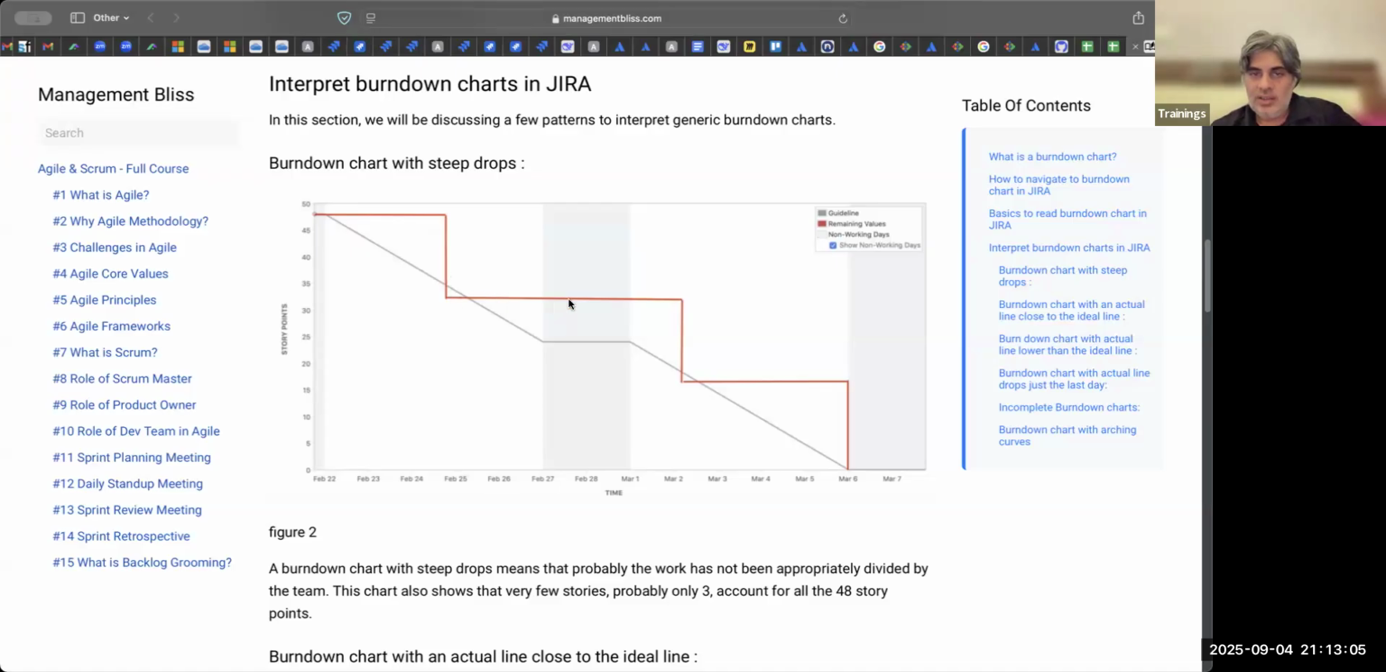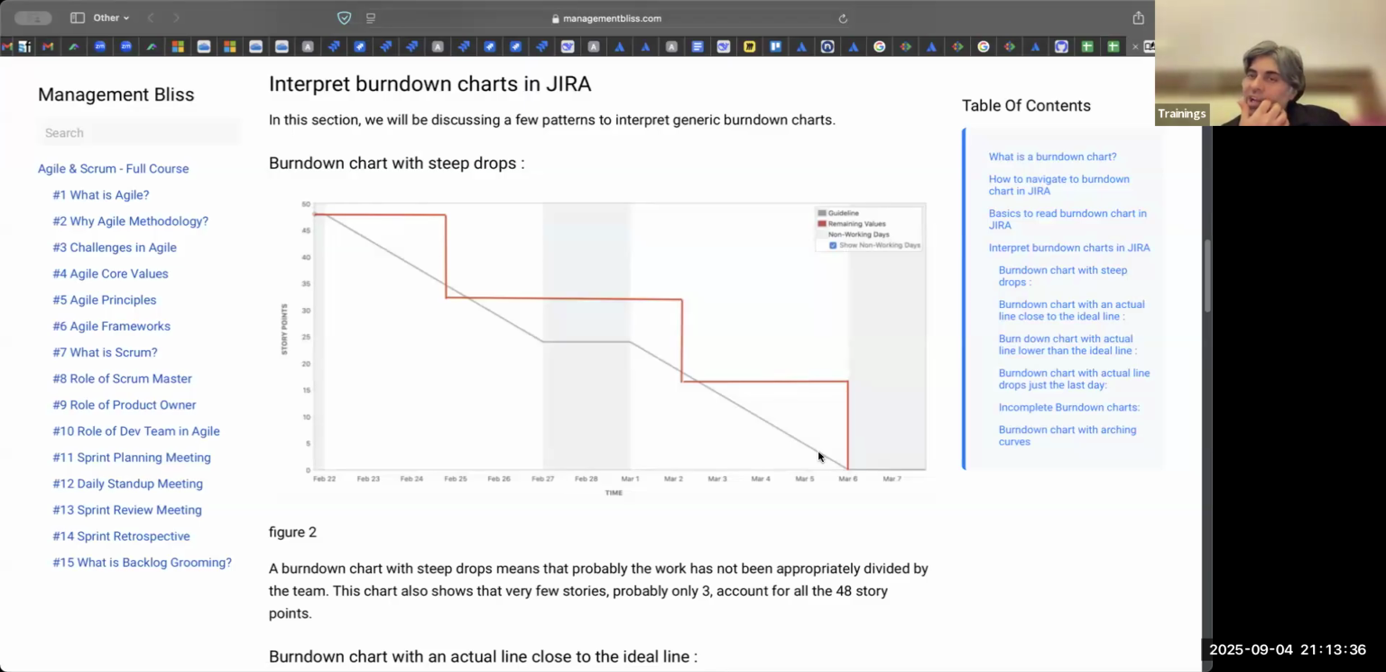Then again, nothing was closed. A flat horizontal line means nothing is getting closed in Jira. Either nothing is getting closed in Jira or they are not working, something like that. Assuming the team is working, but they did not close anything. Then suddenly on March 2nd, they closed a few more points. Then suddenly on the second last day, last day, whatever it was, they closed another thing.